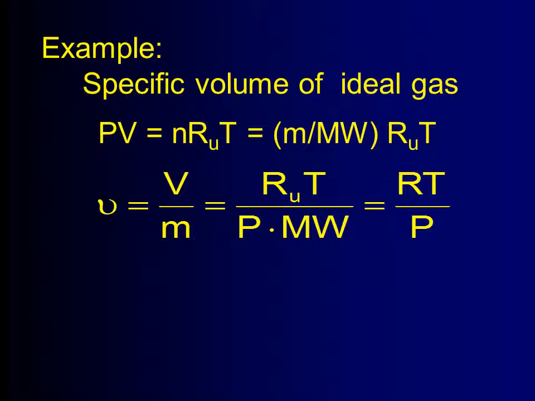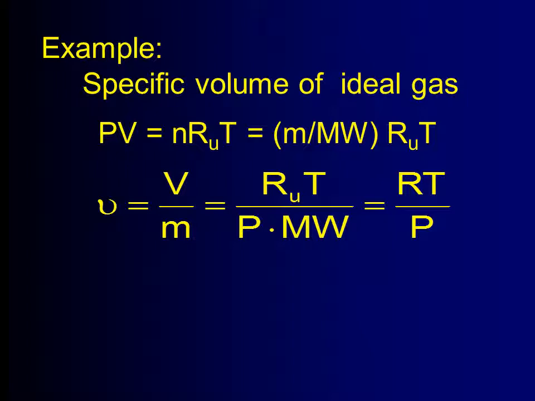So you want to have those things handy, and again, you always keep the units in your problem when you're solving problems, particularly when you're doing your homework. So PV equals nR_uT, and remember n is the mass over the molecular weight. Now the specific volume is the volume per mass, and that's an intensive property. It is equal to R_uT over P times the molecular weight.